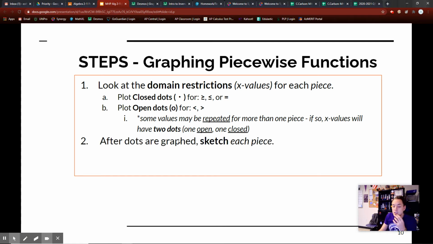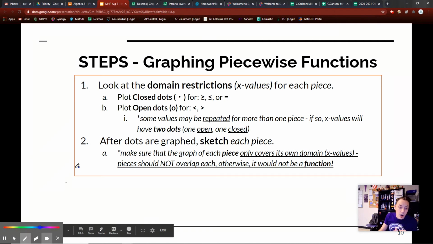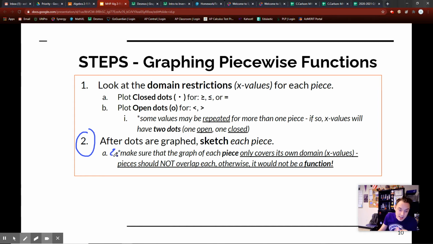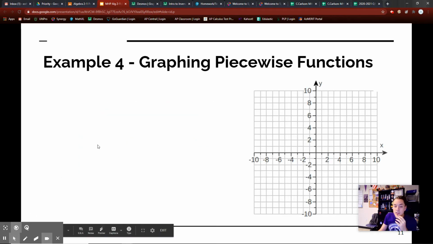Now, after dots are graphed, you're going to sketch each piece according to the domain value. And this is probably the hardest thing students have. Graph each piece that only covers its own domain x values. Pieces should not overlap. Okay? Otherwise, it would not be a function. Why? Because it wouldn't pass the vertical line test, right? Because then you would have functions on top of functions, and that does not pass the vertical line test. So they need to pass the vertical line test.